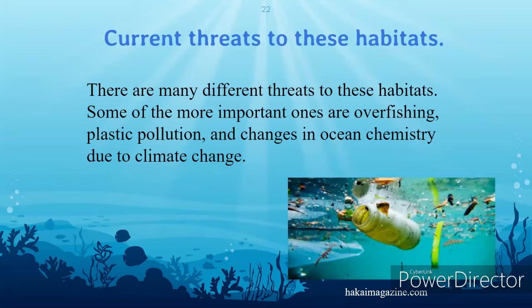The deep ocean has many different threats to its habitats. Some of these threats are overfishing, plastic pollution, and changes in the ocean's chemistry, especially due to climate change. Climate change has been a huge effect on the deep because it causes the ocean's carbon dioxide levels to increase and the oxygen levels to decrease, which makes it extremely hard for fish to live and breathe within these areas. Especially because it's causing carbon dioxide to almost double, making it very dangerous.